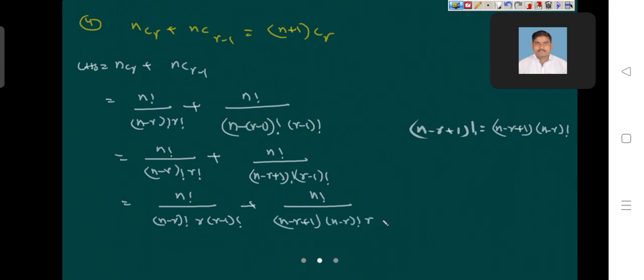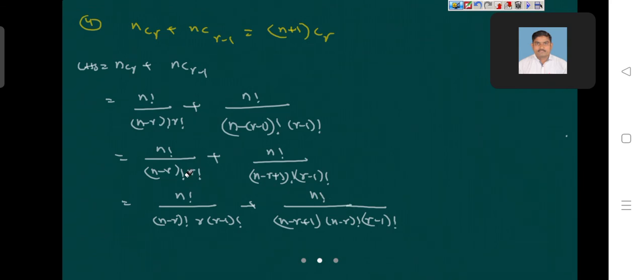You may wonder how you get that. Here you change r factorial into r minus 1 factorial, and here you change it as n minus r plus 1 into n minus r factorial. One term changed here. What is the reason? Maybe you have the doubt.